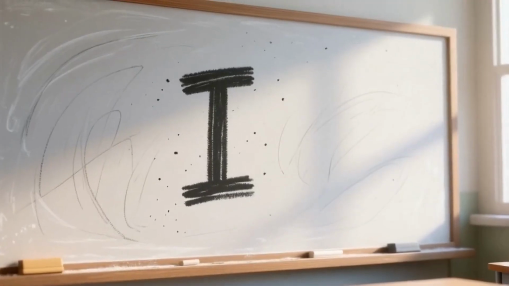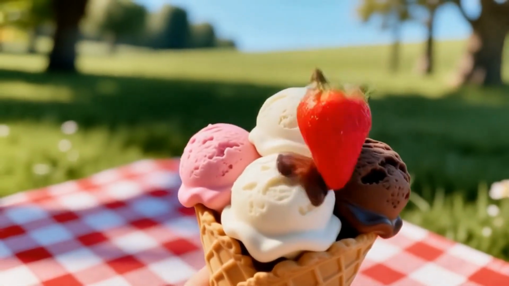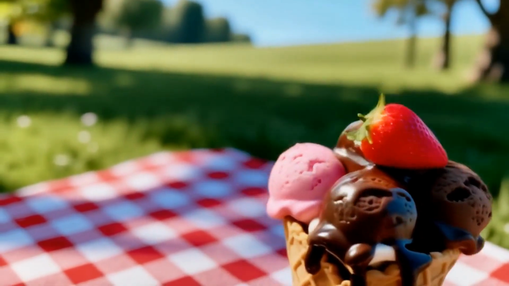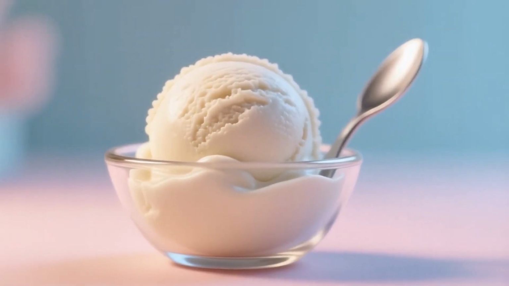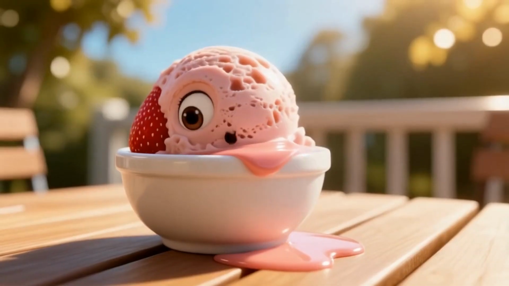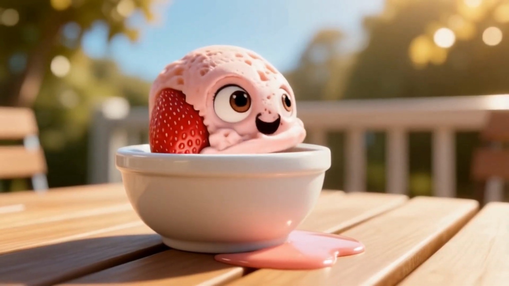The letter I is introduced as a foundational element in language and literacy. It is associated with ice cream, a popular frozen dessert enjoyed globally. Ice cream is characterized by its creamy texture and sweet flavor. It is known to melt rapidly, especially when exposed to warm temperatures or direct sunlight.